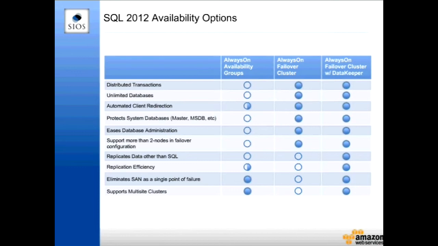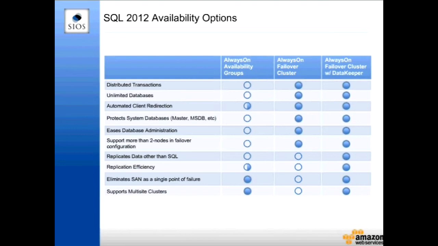Also, it supports unlimited databases. Plus, it replicates data outside the SQL server itself. So availability groups is going to replicate certain databases. With DataKeeper, because we're doing disk level, block level replication, we will replicate data volumes on that Windows server, your D drive, your E drive, your F drive, whatever you set up to replicate. So if your application has data that lives outside of the SQL database, then this is going to protect that as well.